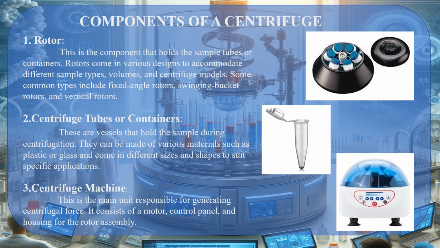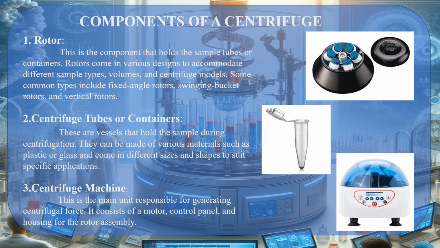So, components of centrifugation. First is the rotor. This is a component that holds the sample tubes or containers. Rotors come in various designs to accommodate different sample tube types, volumes, or centrifuge models. Some common types include fixed angle, swinging bucket, and vertical rotors.